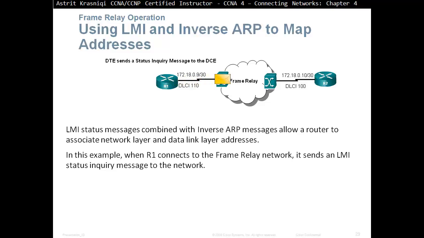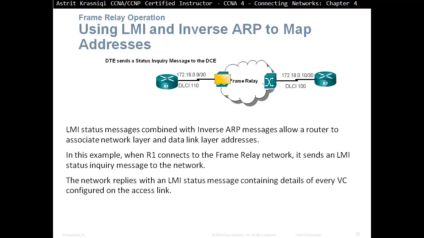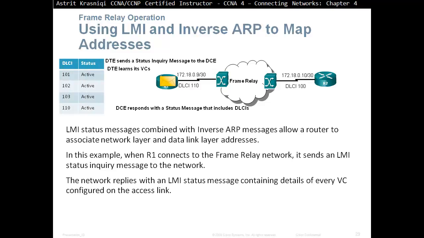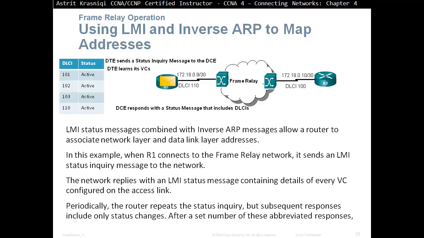Then the frame relay network sends back a reply: the LMI status message containing details of every virtual circuit configured on the access link. So the DCE responds with a status message that includes the DLCIs, and the DTE learns what the DLCIs are. I've got DLCI 101, 102, 103, 110. Great, those are my DLCIs. Periodically, the router repeats the status inquiry, but subsequent responses include only status changes.